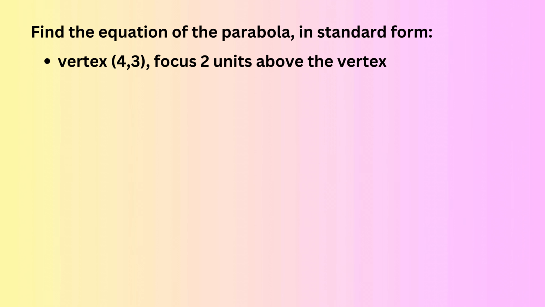To find any equation of a parabola in standard form, we must know its vertex and the value of c, or the focal length. In this problem, the vertex of the parabola is at (4, 3). Since the focus is 2 units above the vertex, then our c is positive 2, because c, or the focal length, refers to the distance of the focus to the vertex. And since the focus is above the vertex, c is positive, which means the parabola opens upward.